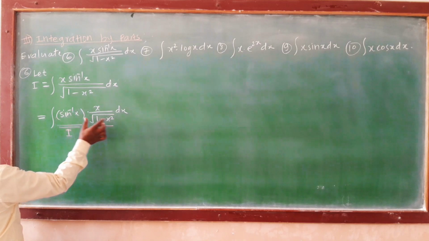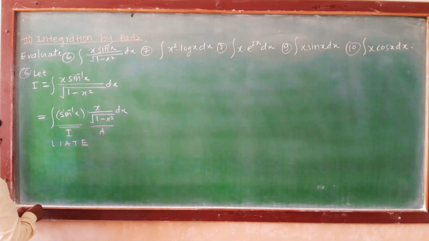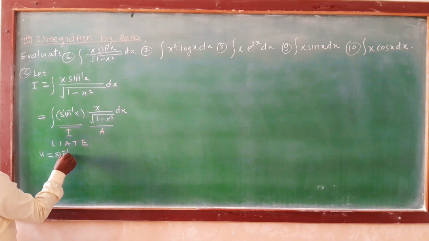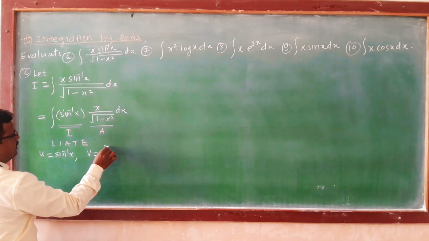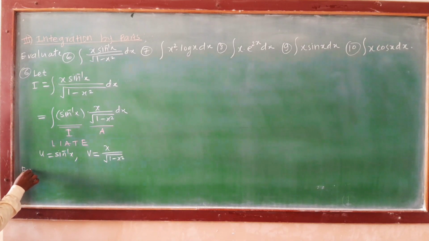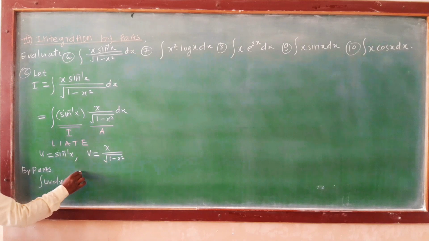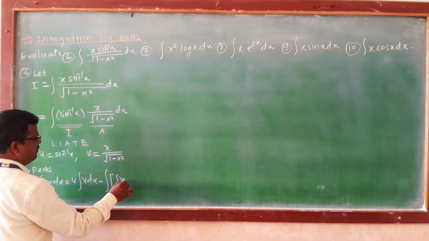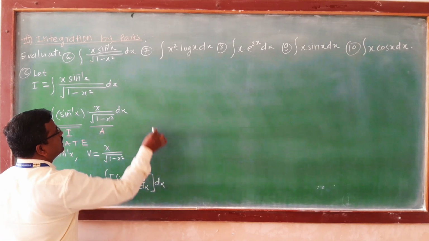So call this as inverse and this is algebraic. So therefore by this order LIATE, u is the first function which is inverse, therefore this is sin inverse x, and v is the second function that is algebraic, x upon root of 1 minus x square. Now by parts, by using this formula, integration of u v dx equals u integration of v dx minus integration of integration of v dx into du by dx with respect to x.